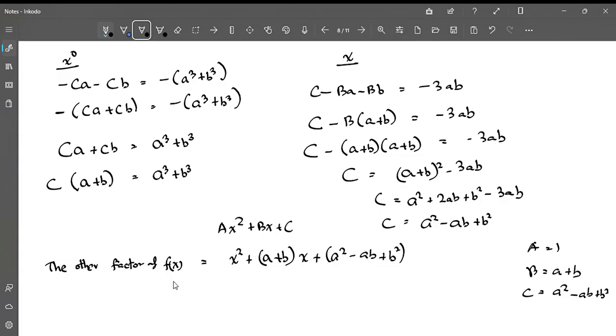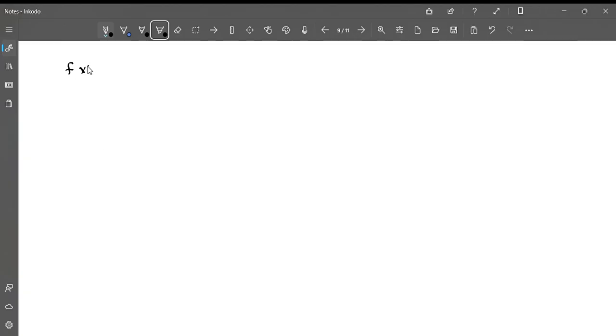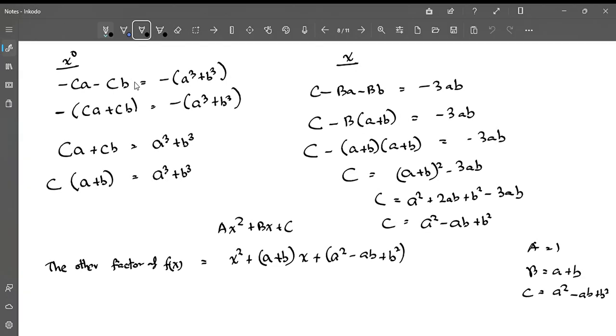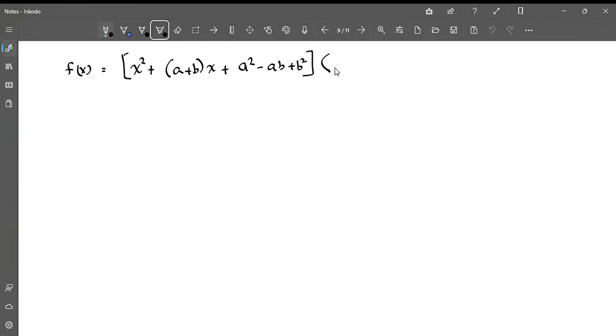Hence or otherwise, show that if a and b are distinct, then f(x) equals 0 has only one real root. Now you have f(x). You can write f(x) as (x squared plus (a plus b)x plus a squared minus ab plus b squared), which is the quadratic factor, multiplied by (x minus a minus b). They are telling you to show that f(x) has only one real root. This factor already has a root: x equals a plus b is a root.